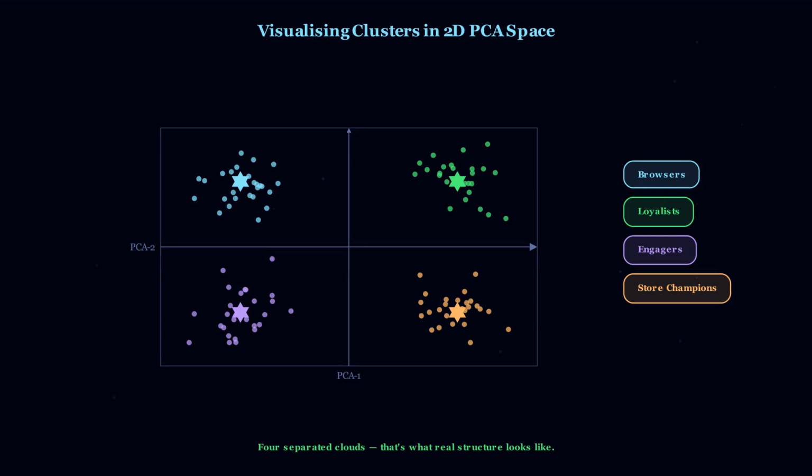The clusters have structure, they are not random noise. Mark the centroid of each cluster with a larger star marker. The centroid represents the average customer in that segment. This scatter plot is your first deliverable. You can show it in a slide deck and immediately say, we have 4 distinct customer types.